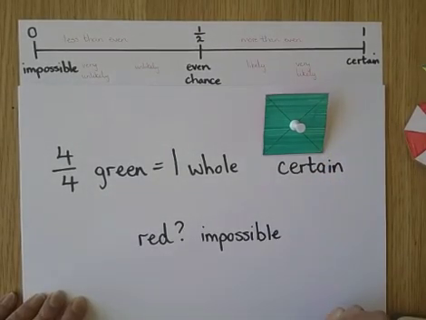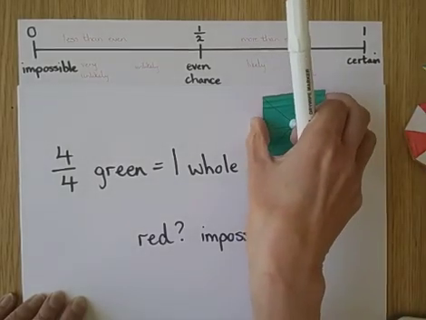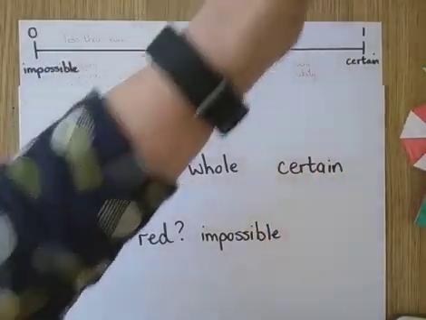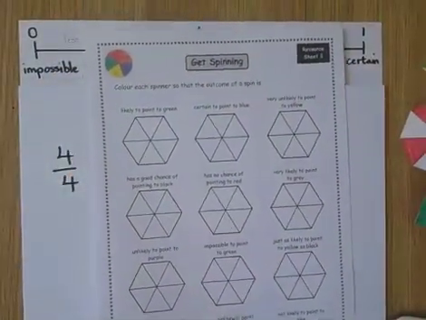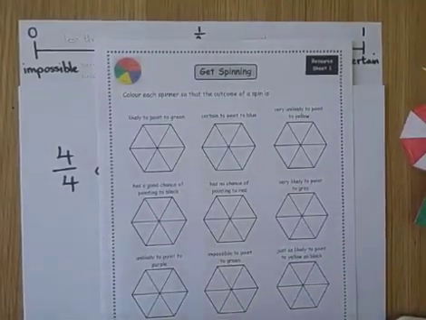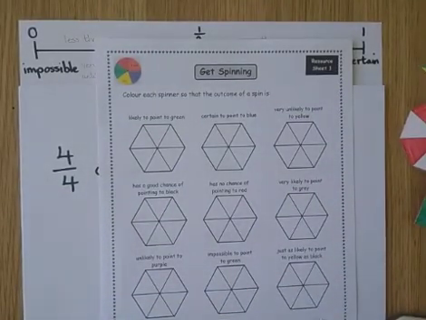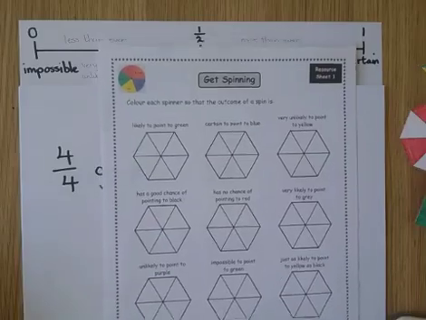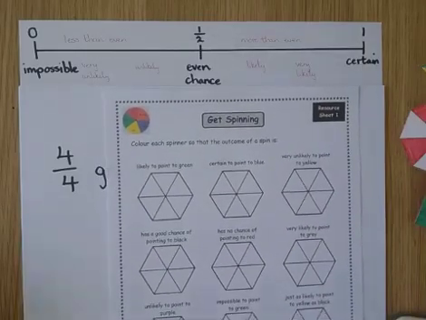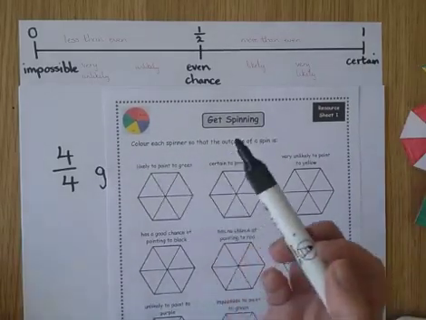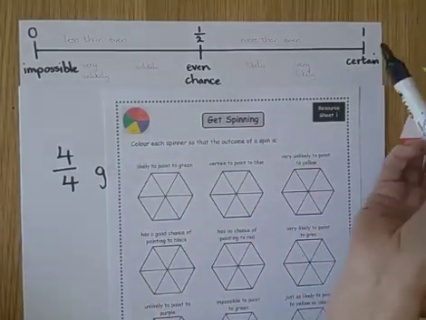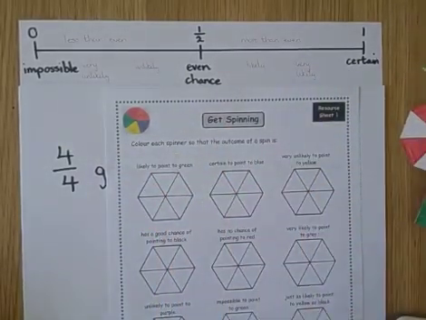Now, P6, for your task today, you are going to be doing some colouring of your own. We are going to be thinking today about making our very own spinners, and we're still going to be using the same probability words that we've already been using, words like impossible, even chance, certain, unlikely, likely, and so on.